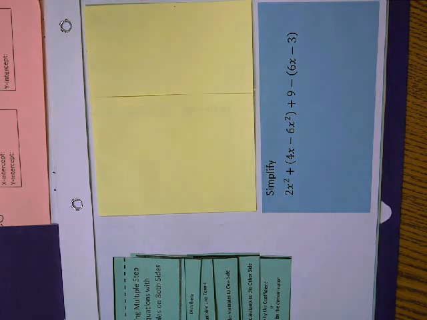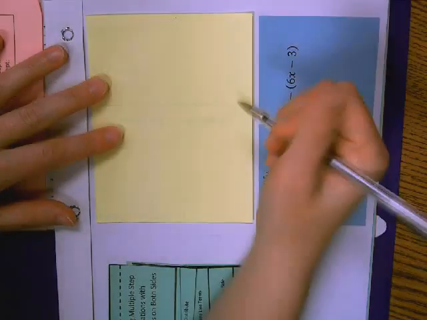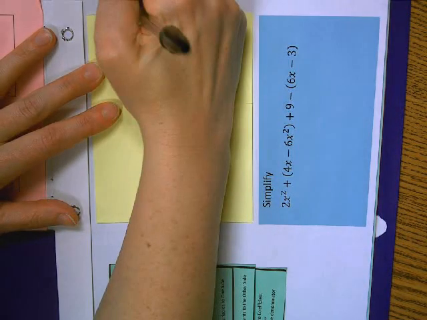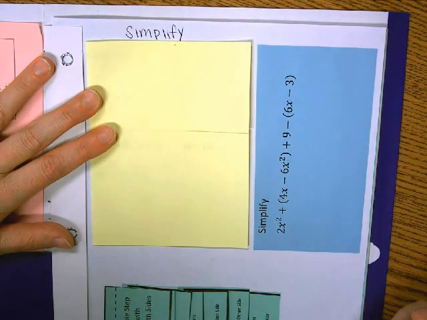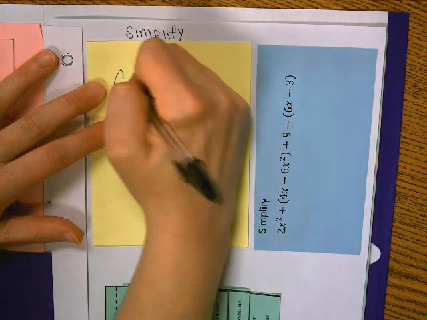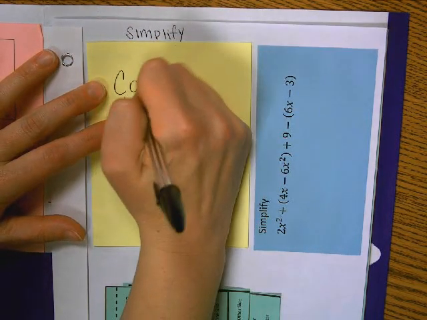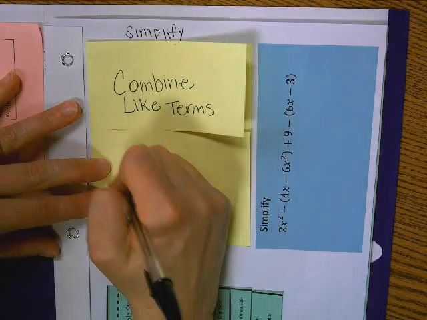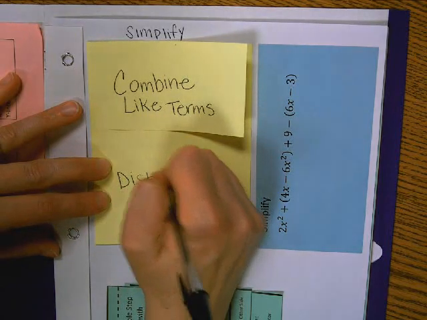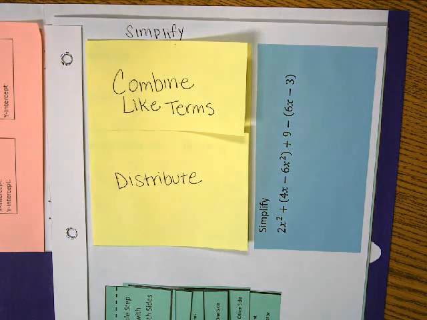Alright, so let's start with the very first idea, which is this yellow foldable. And the very first thing we learned about this year was simplifying. So this foldable right here is to simplify. On the outside we're going to learn to simplify by combining like terms, and by distribute. Those were 2 different things that we learned this year.